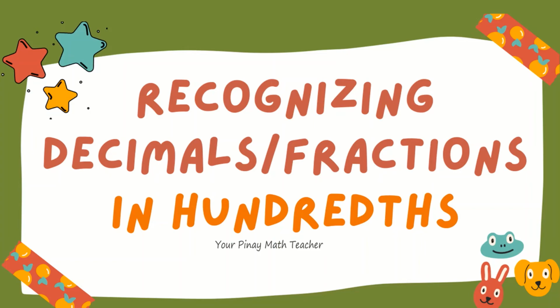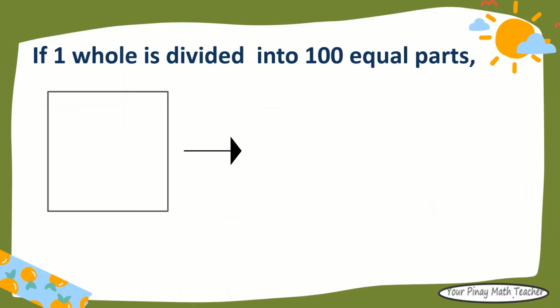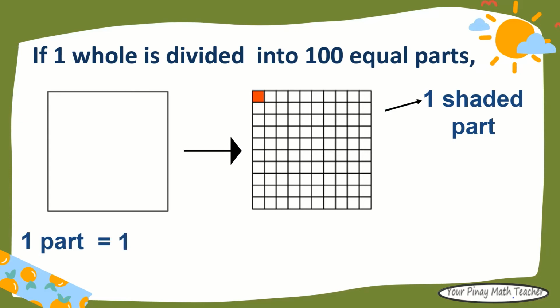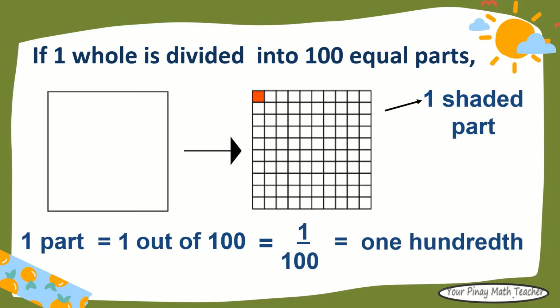What are decimals or fractions in hundredths? If a whole is divided into 100 equal parts, and if one part is shaded, it is equal to 1 out of 100 or 1 over 100, which is read as one hundredth. If we were to change it to 0.1, it means 1/10. So one hundredth is not 0.1, but instead it is 0.01.